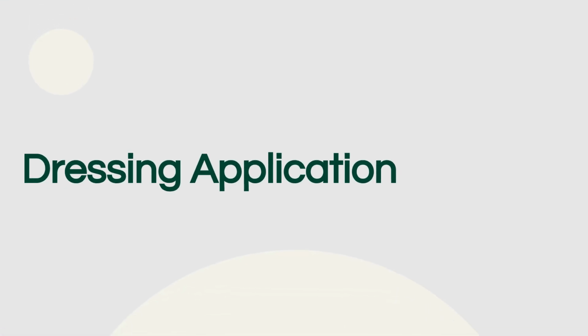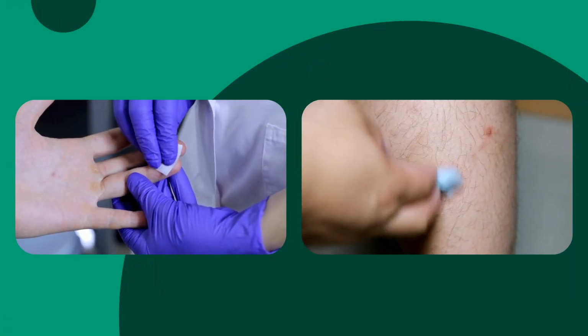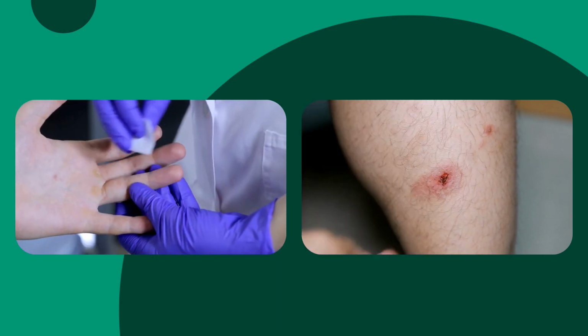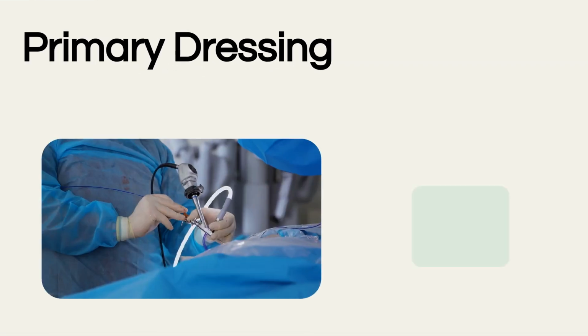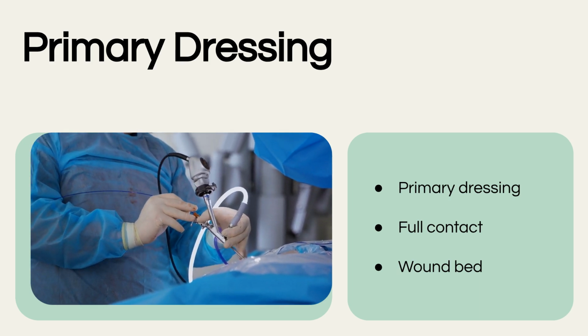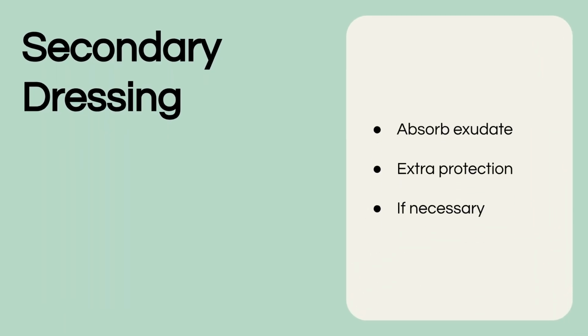Now we move on to the core steps of the dressing application process. Gently clean the wound and the surrounding area using an appropriate antiseptic solution to reduce the risk of infection. Select the appropriate primary dressing based on the wound type and place it directly over the wound bed, ensuring full contact. If the wound has heavy drainage, you may need a secondary dressing, like an absorbent pad, over the primary layer for extra absorption and physical protection.